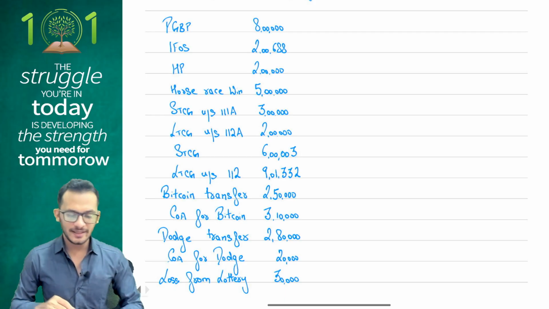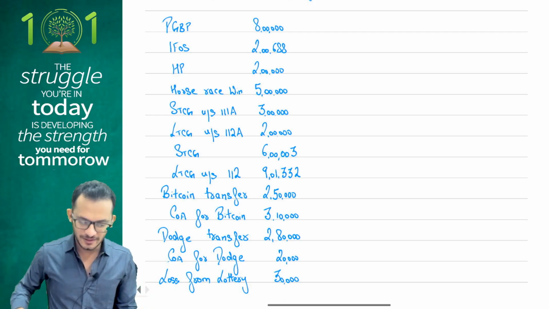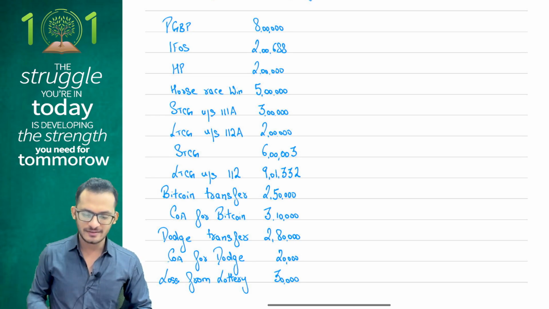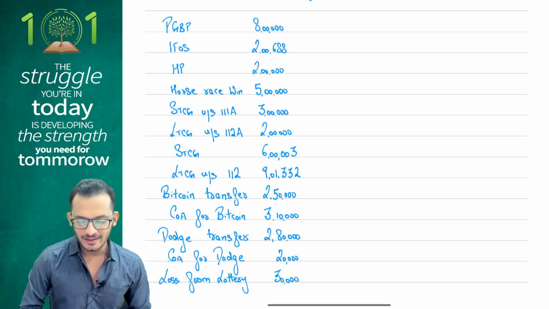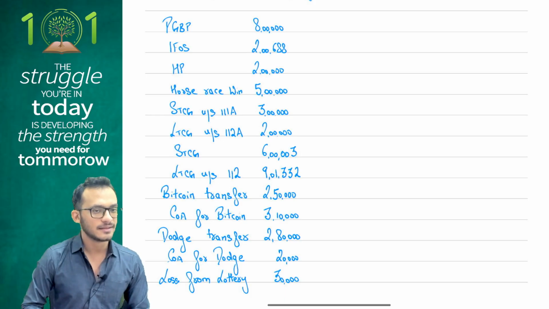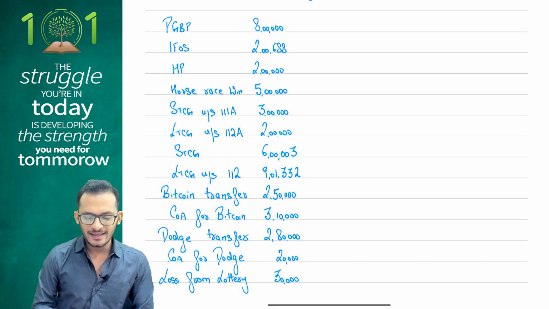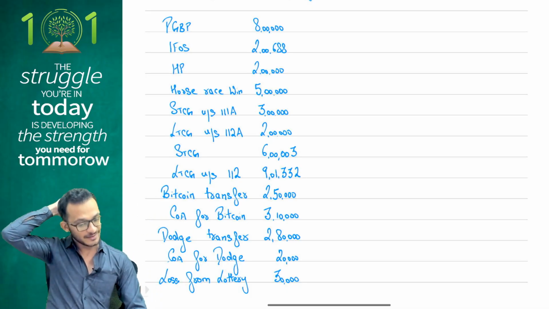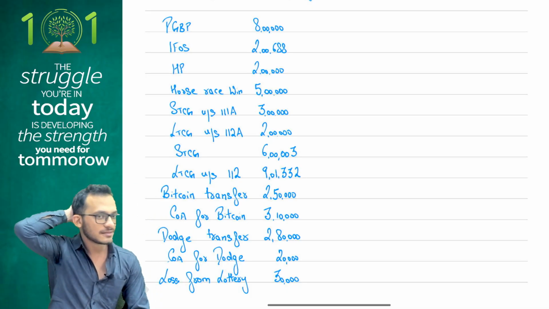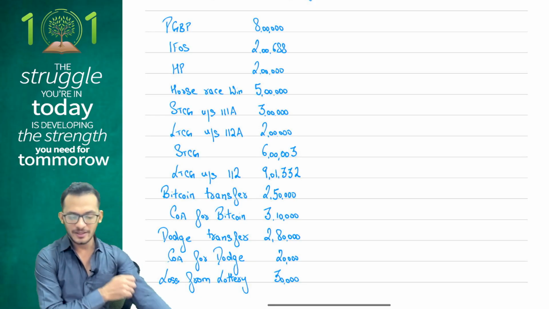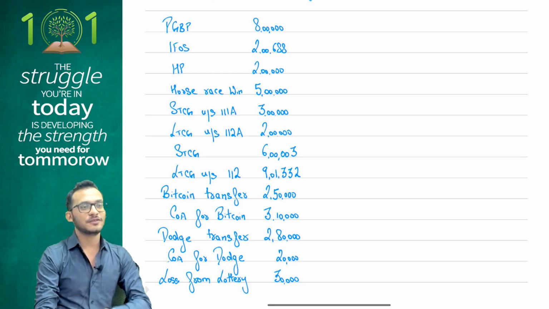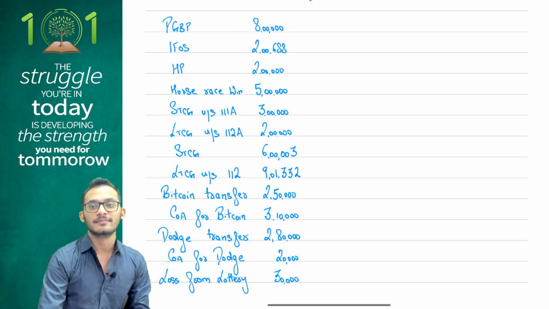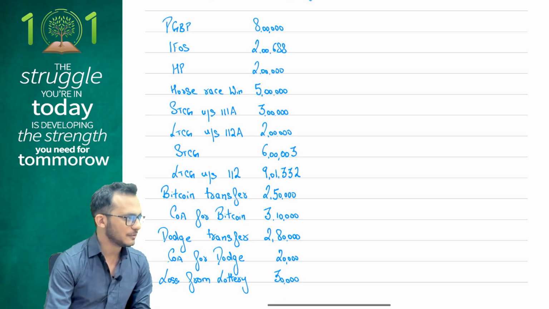Yes, so I have PGBP 8 lakhs, IFOS 2 lakhs 68 thousand, HP is 2 lakhs, horse race winnings is 5 lakhs, STCG 111A is 3 lakhs, LTCG 112A is 2 lakhs, STCG nothing given assumed as others, which is 6 lakh 3 rupees, LTCG 112 is 9,01,332. अजीब numbers are. People, I have Bitcoin transfer. What is this? VDA. I have a Bitcoin transfer of 2,50,000. I have a cost of acquisition on the Bitcoin which is 3,10,000, which means I have to find the CG on this.